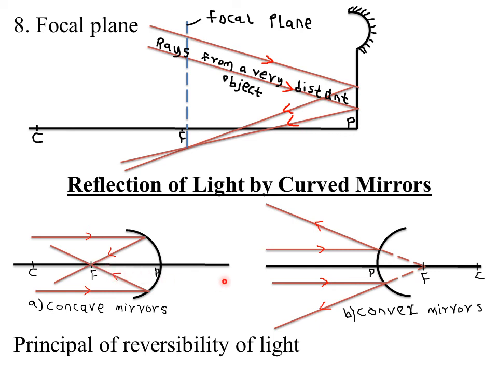But the rays which are close and parallel to the principal axis always appear to be coming from the principal focus, that is for the case of convex mirror. As you can see, after reflection, they appear as if they are emanating from the principal focus. That is for the case of convex mirrors. Then parallel rays not parallel to the principal axis meet at the focal plane. That one we have already stated up there.